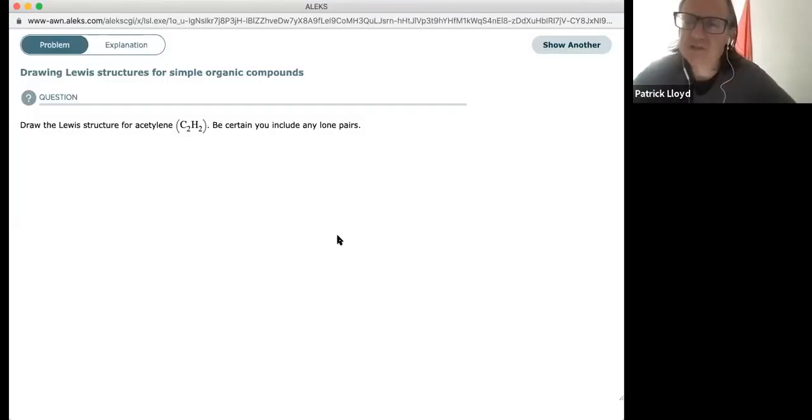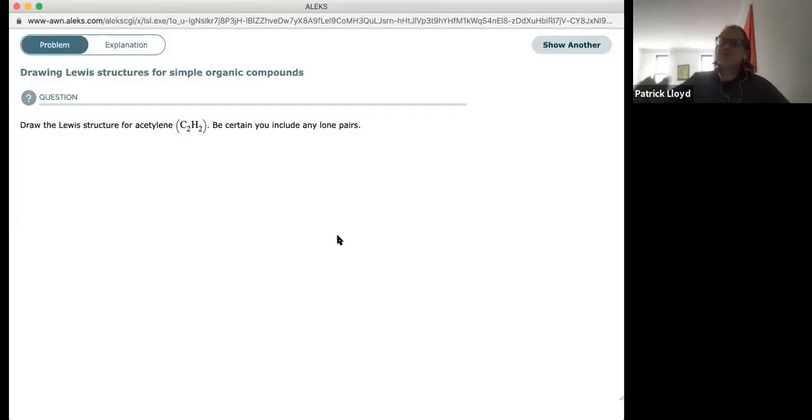Okay, I'm going to move on to this type of structure. So let me stop share. I'm going to show you these problems. There's a type of problem they have you do where you do diatomics, but the diatomics are easy. Let's not worry about the diatomics for now. These ones are a little more challenging. So this is drawing the Lewis structures for simple organic compounds.